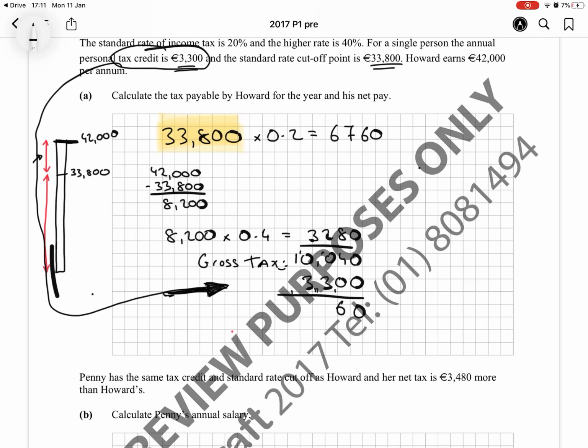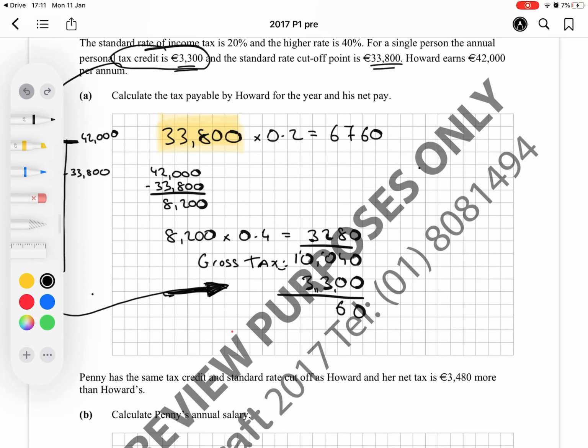Sorry, where am I at here now? Hold on there now. So 6,740 is what he says is tax payable when we subtract the tax credit.